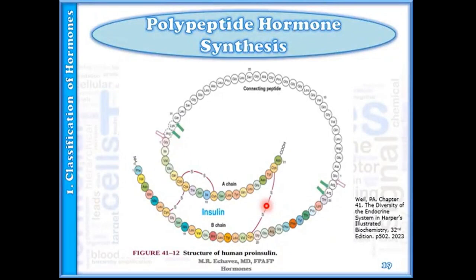The sequence of proinsulin, starting from the amino terminus, is the B chain, then your connecting peptide or your C peptide, and then your A chain. The proinsulin molecule undergoes a series of site-specific peptide cleavages that result in the formation of equimolar amounts of your mature insulin and your C-peptide.